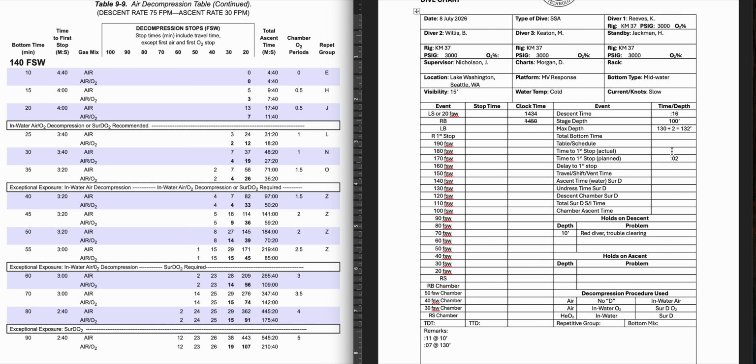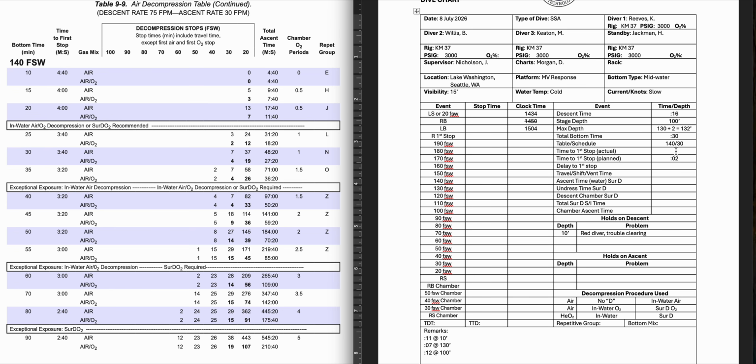Now let's say that once we leave bottom, we have been down there for, let's say, 12 minutes at 100 feet. I'm going to write that down here in the remarks. And we leave bottom after a total bottom time of 30 minutes. We now know that our table schedule is, in fact, 140/30. With a 30-minute bottom time, add that to our left surface time, 1434 plus 30 minutes gives us a left bottom time of 1504.